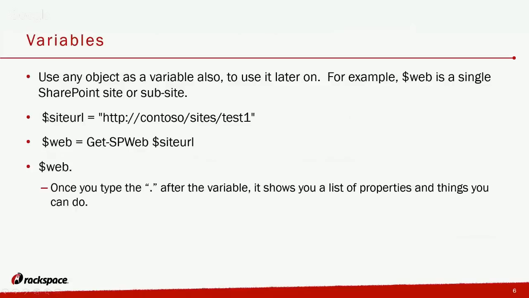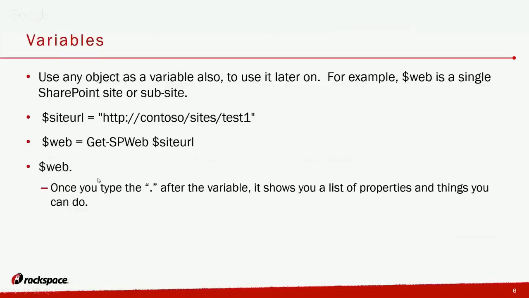This is one that I use all the time. I say site URL is, and I've just put the URL in quotes, and then I create a little variable called web, and I say web equals Get-SPWeb of this site. So then once I type in PowerShell $web dot, once you type the dot, then you have all kinds of more cool stuff you can do with that web.